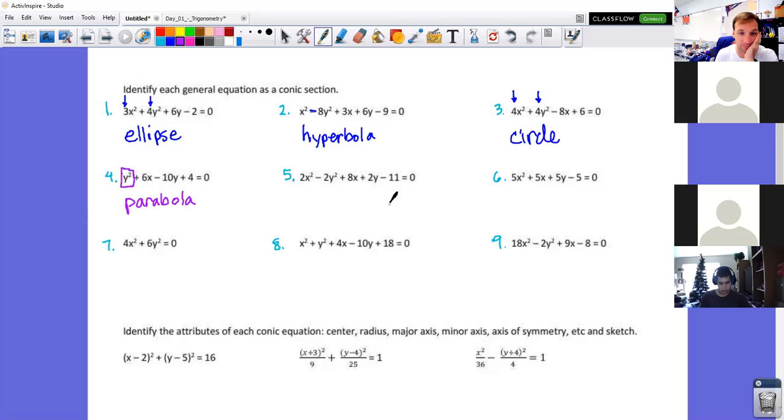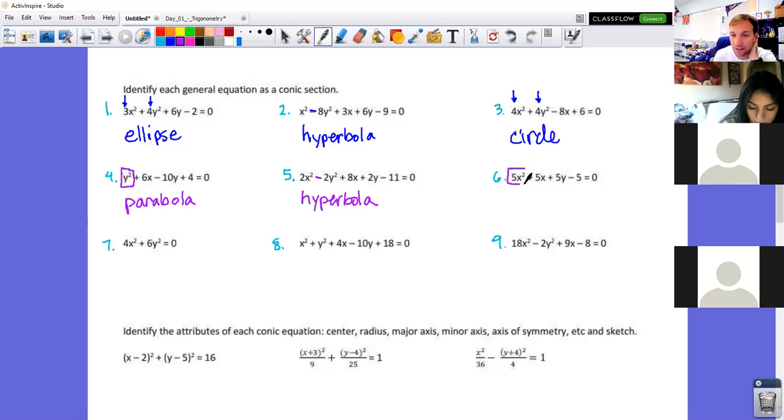Okay, number 5. What do we notice? Hyperbola. Subtraction. Right, we notice a subtraction, so this is definitely going to be a hyperbola. Regardless of these being the same coefficient, there's a minus, so it's going to be a hyperbola. Okay, number 6. There's only one squared variable, so it's a parabola. Fantastic. One squared variable means it's a parabola.